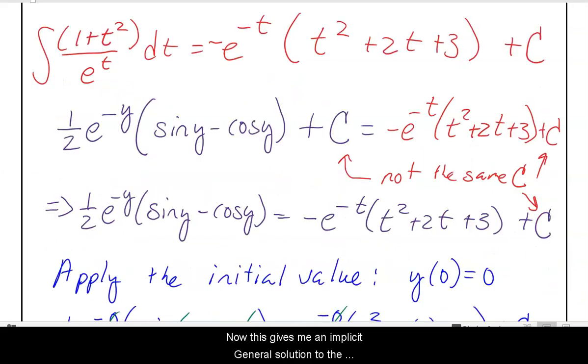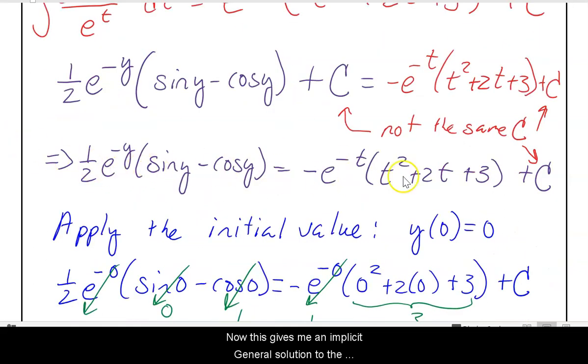Now this gives me an implicit general solution to the equation. It's general because I still have the constant plus c. It's implicit because I cannot solve for y. I cannot get it out of the exponential and out of both trig functions at the same time. It's not going to happen. You're not going to get an explicit solution.